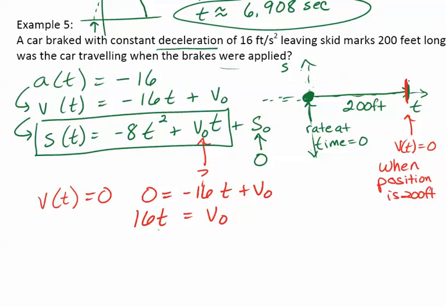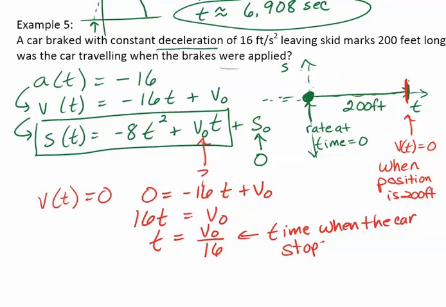So what are we figuring out here? That time when the car comes to rest. So this is the time when the car stops. And what else do we know about that? We know that it stops at position 200. I think I explained that kind of oddly. Hopefully this is making a little sense, 200 feet.